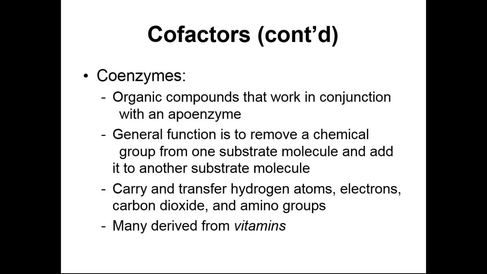These coenzymes, generally speaking, function to remove a chemical group from one substrate and add it to another substrate molecule. Oftentimes they are going to be moving around hydrogen ions or electrons. Every now and again they'll be used to shuttle carbon dioxides or amino groups, but hydrogen atoms, so protons or electrons being shuttled by a coenzyme, is very, very common. As I mentioned before, our coenzymes are generally speaking referred to as vitamins, or come directly from our vitamins. So eat your vitamins and minerals so your enzymes function properly.